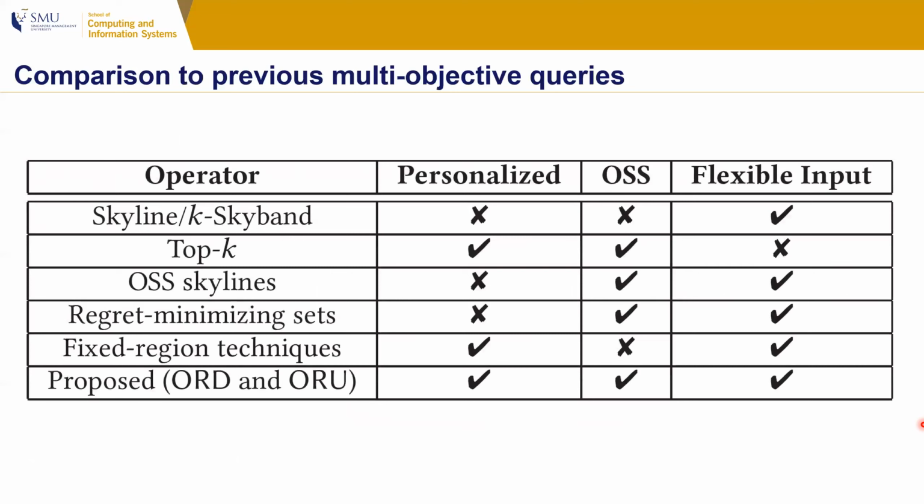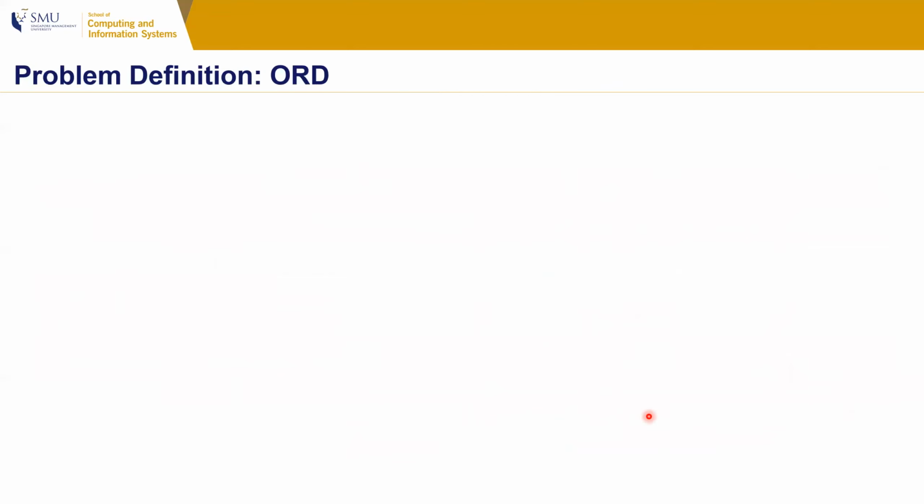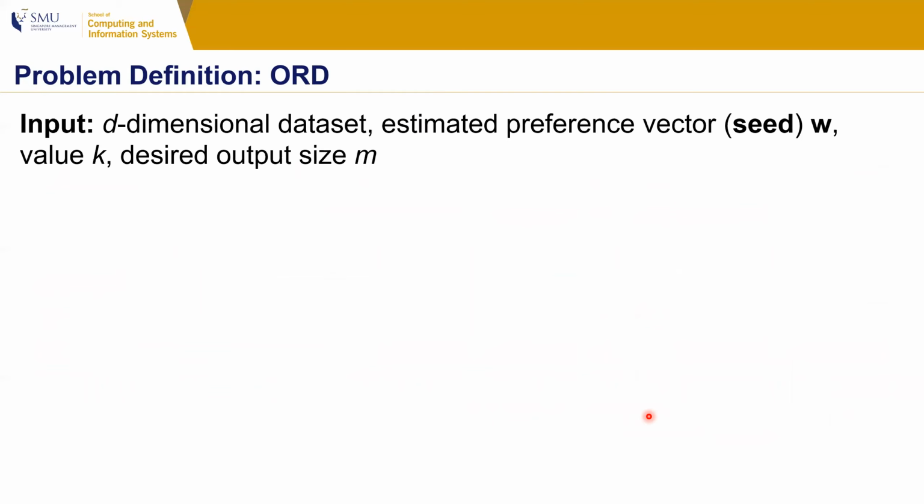Now, to compare with the previous multi-objective queries, of course, I'll have to refer you to the paper, but I'll tell you here that our operators are the only operators so far that serve all these three requirements that I mentioned so far. So the first operator we're having is ORD. Its input, first of all, is a d-dimensional data set, a set of records, then also an estimated preference vector W, which we also refer to as the SID vector, the standard value K, a very commonly used one, and the desired output size M. This is how many records the user wishes to see in the output.